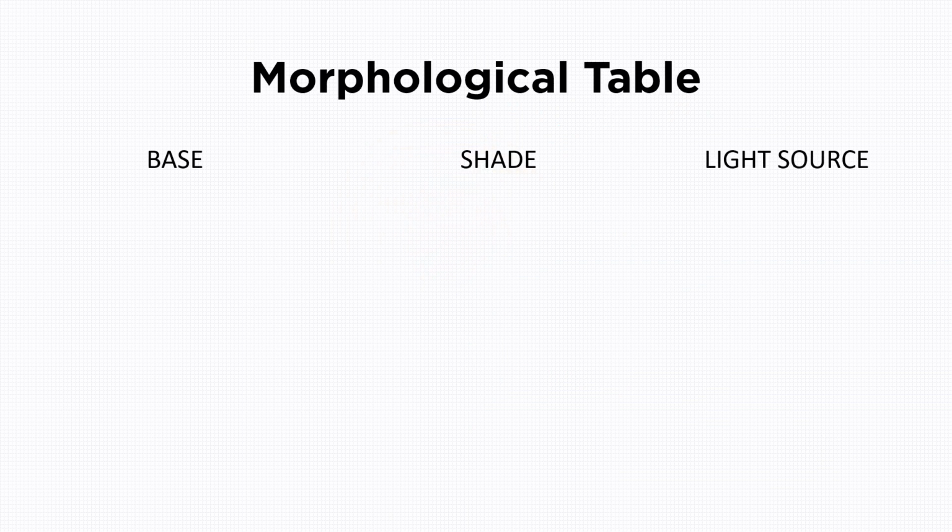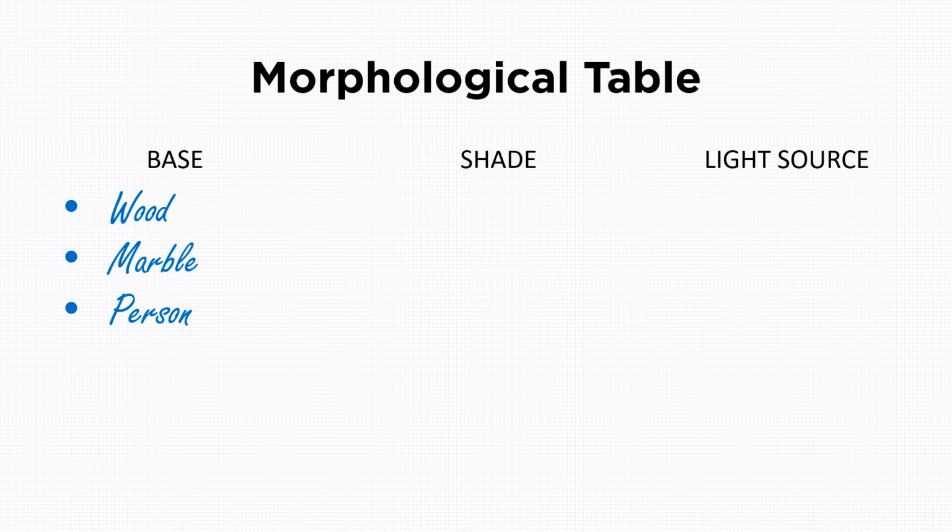We then build a table with those 3 main components on them. So the base, the shade, and the light source. We then start brainstorming the different items that could be used, for example, the base. So when we think of a base, it could be a base for a lamp that's made out of wood. Maybe we could have a marble base.